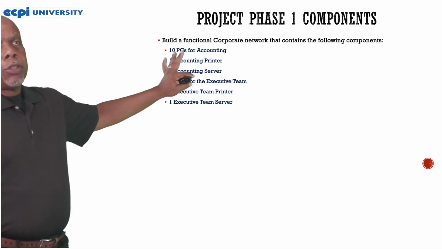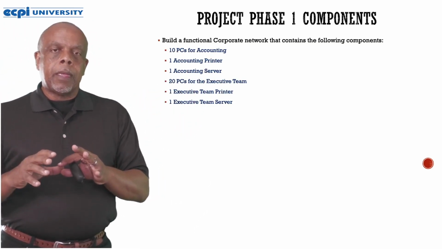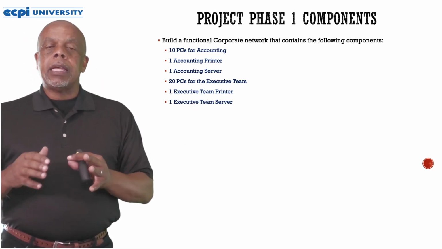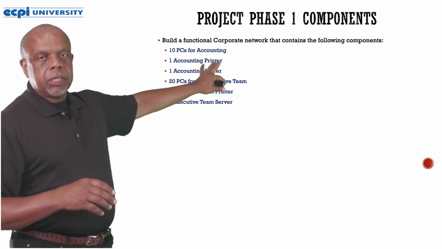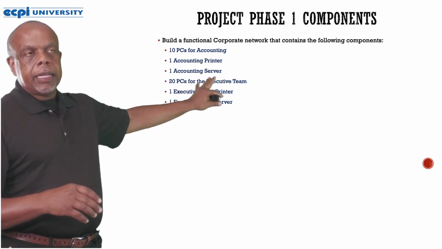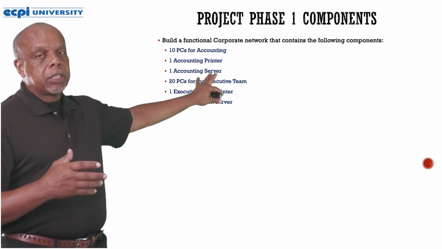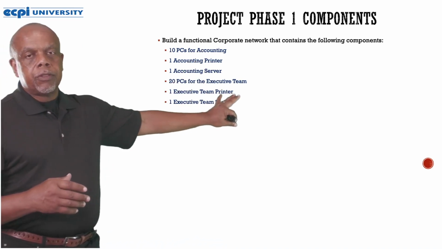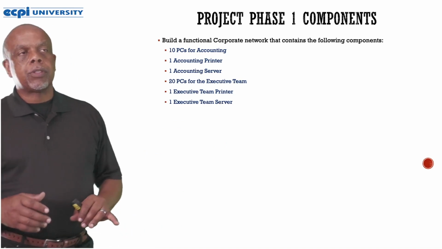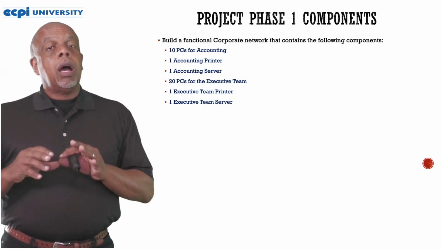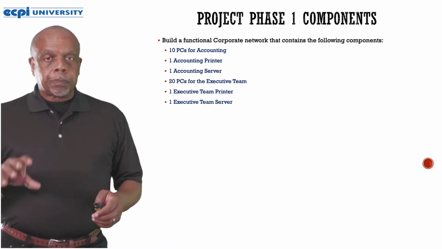All right, let's take a look at some of the components in phase one. When we first start building this, we're going to start with two sections of this company: the accounting section and the executive team. The accounting section has 10 PCs, one printer, and a server. So those are 12 IP addresses we know we're going to need. The executive team has 20 PCs, a printer, and a server. So there's 22 that we know we're going to need just to support those two office areas.